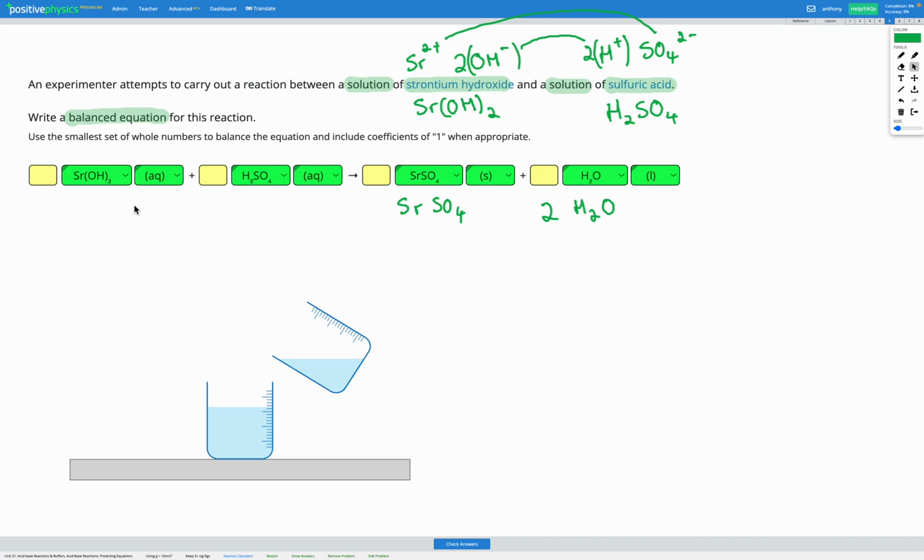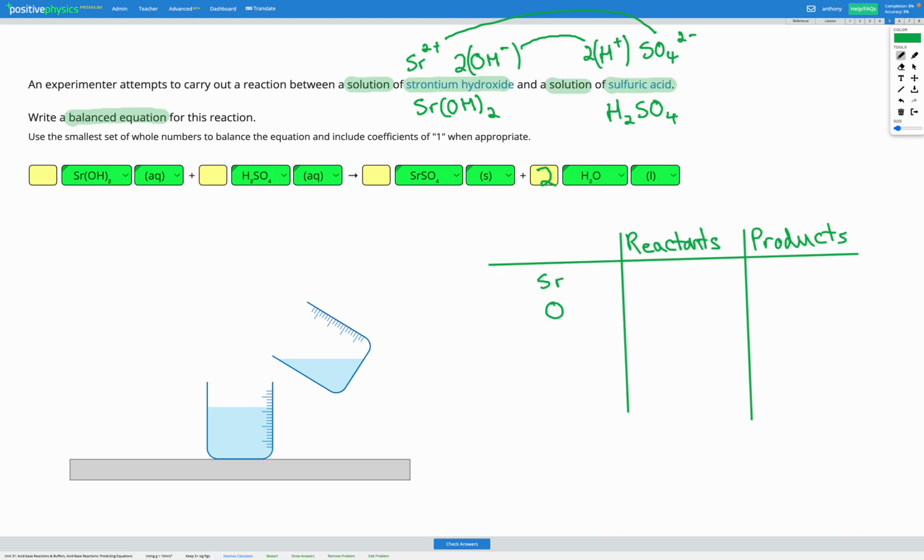Next, we just need to make sure our equation is balanced. We already said we think we're going to have a 2 here because we had 2 H+ and 2 OH-. Let's go ahead and draw a table to check if each of our elements are balanced. So we've got strontium, oxygen, hydrogen, and sulfur. So our first compound is strontium hydroxide. That gives us 1 strontium and 2 hydroxides, so 2 oxygens and 2 hydrogens. Then we have sulfuric acid, H2SO4. So that gives us 2 more hydrogens, 1 sulfur, and 4 more oxygens. So that gives us a total of 6 oxygens and 4 hydrogens.